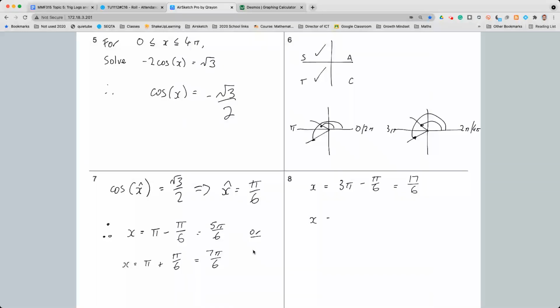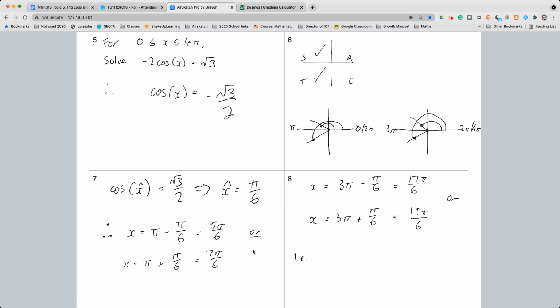Or x equals 3 pi plus pi on 6, which is equal to 19 pi on 6. And that's our 4 solutions.